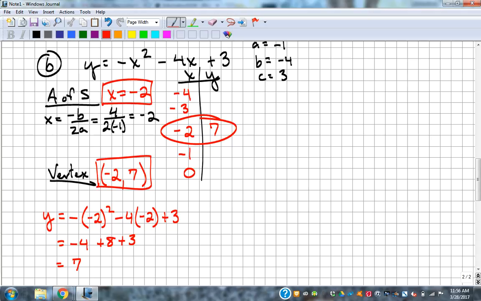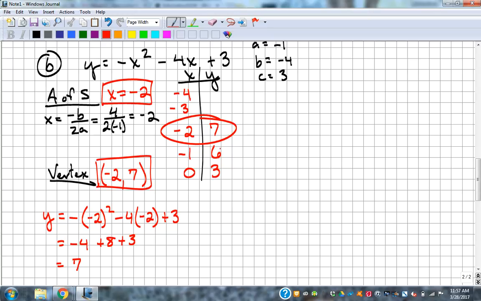So if I plug a 0 in, that's going to give me +3. If I plug a -1 in, it doesn't matter what order you plug these in, you're just getting the ordered pairs. I do want you to have them in numerical order on the table, though. Don't put your vertex up top. Vertex goes in the middle, with the lesser values above it and the greater values below it. So if I plug a -1 in, -1 squared is +1, and make it negative, plus 4, so -1 plus 4 is 3. 3 plus 3 is 6. So the y value for -1 is 6.